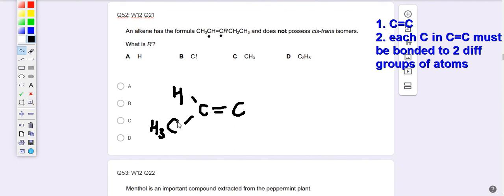If we do not want this alkene to have cis-trans isomers, the carbon on the right-hand side must be bonded to the same group of atoms. Now it's bonded to R, right, and to a CH2CH3 ethyl group. These two must be the same, then only will this alkene not have cis-trans isomers. So R must be CH2CH3 also. That is why the answer is D.